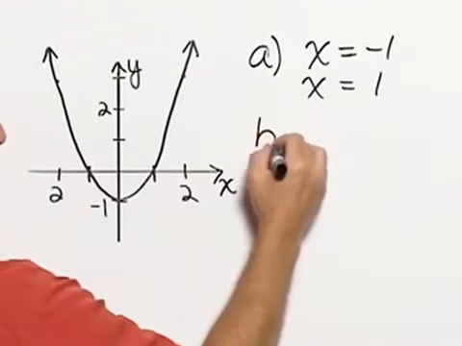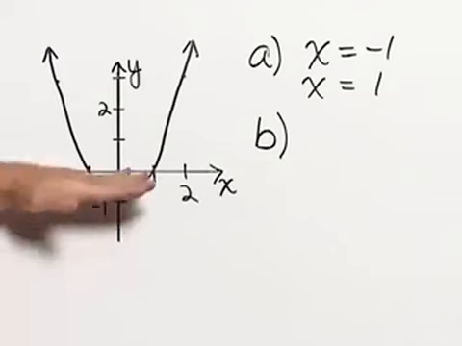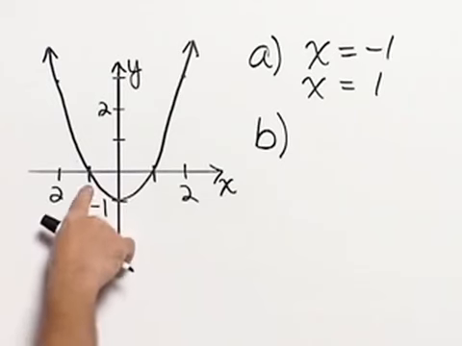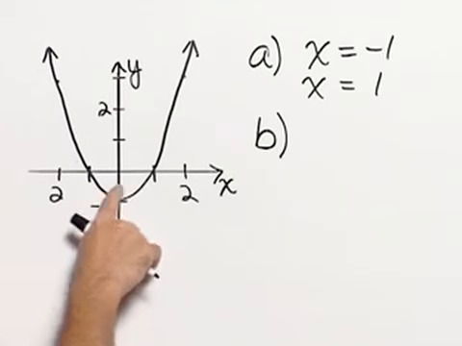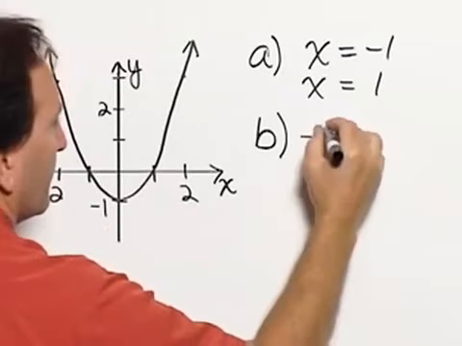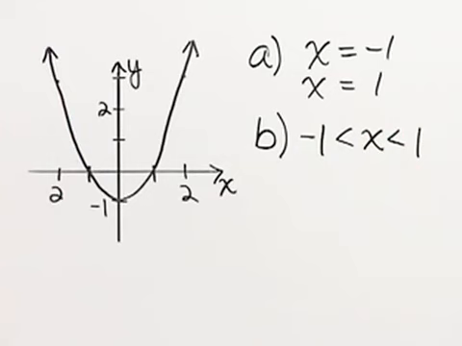Now the second part, B, was to solve when the expression is less than 0. Less than 0 means that the graph lies below the x-axis. And as we can see, it's below the x-axis from -1 to +1, not including those endpoints. So we would write it as -1 is less than x, which is less than +1.